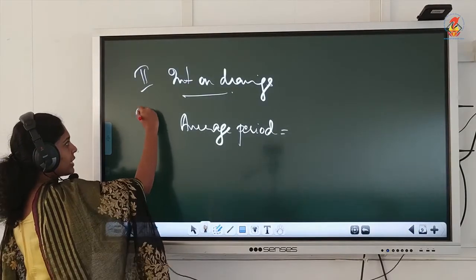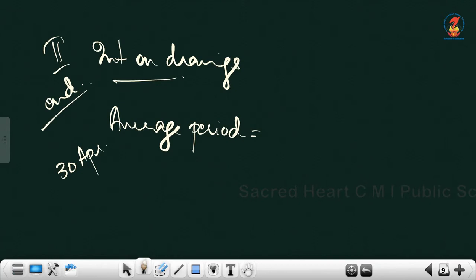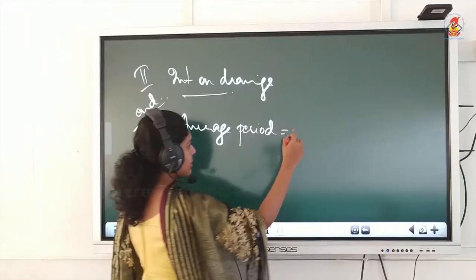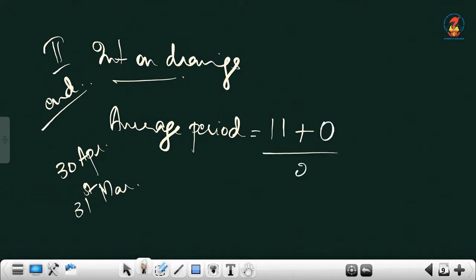Now the withdrawal is happening at the end of every month. So the first withdrawal would be on 30th of April. So months left after first drawings, how many months are there? Excluding April, it will be 11 months, starting from May, ending on 31st of March. So it will be 11 months plus months left after last drawings. When is your last drawings? Last drawings would be on 31st March, since it is at the end of every month, and months left after last withdrawal is 0. So it will be 11 by 2, or you can write 5.5 months. Average period in this situation will be 5.5 months.